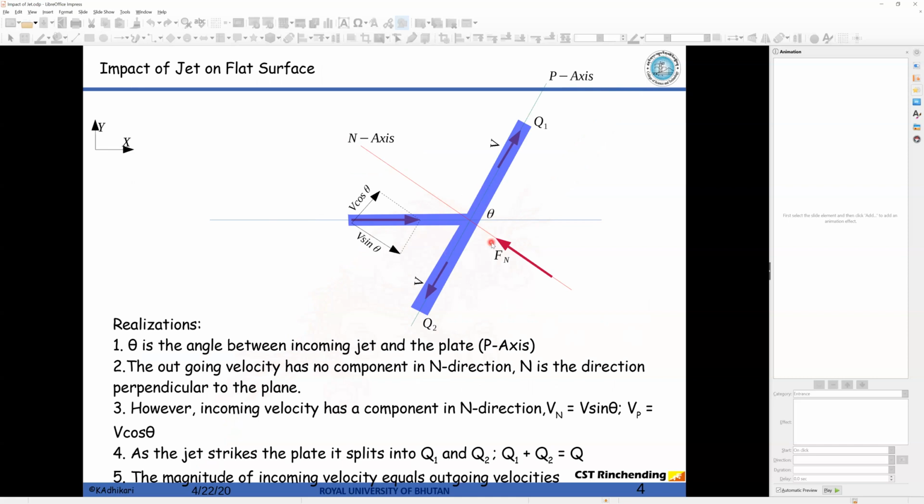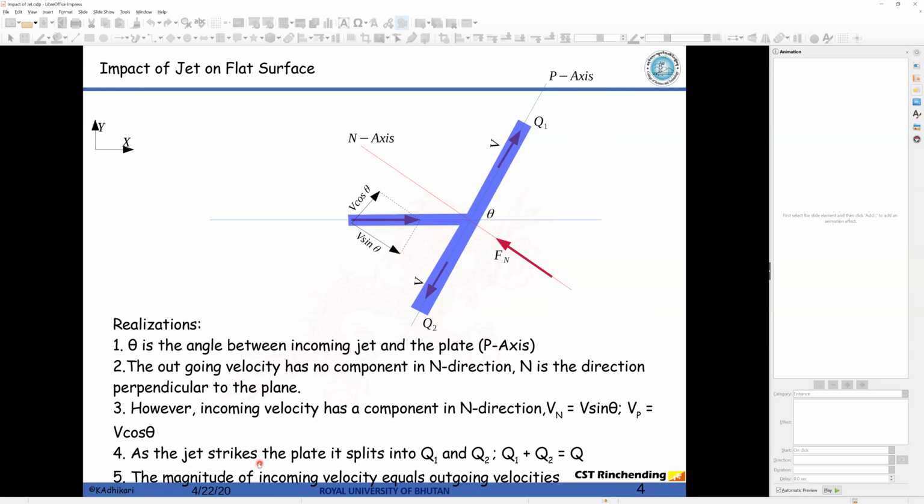To analyze this, first thing first, there is the angle theta. This theta is the inclination of the incoming jet and the plate. The outgoing velocity has no component in n direction. So the velocity which is going out has only a p component, which means it has no component in the perpendicular direction. That is what it is. And the incoming velocity has a p component as well as an n component. So I'm breaking this incoming velocity into p-axis and n-axis.